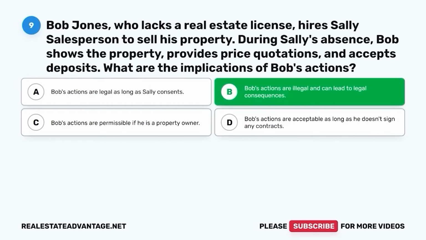The correct answer is B. Bob's actions are illegal and can lead to legal consequences.